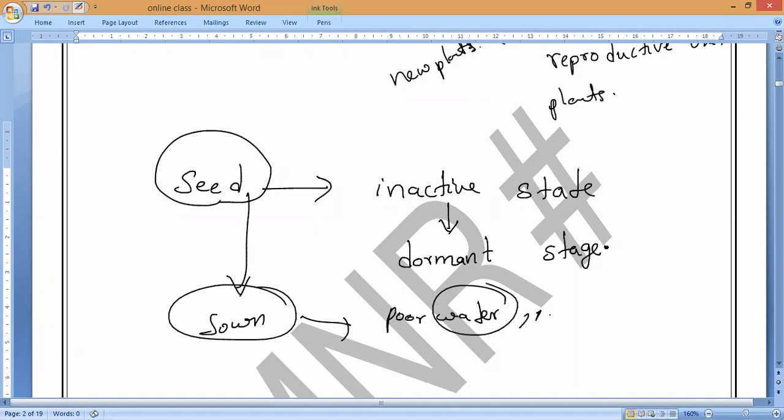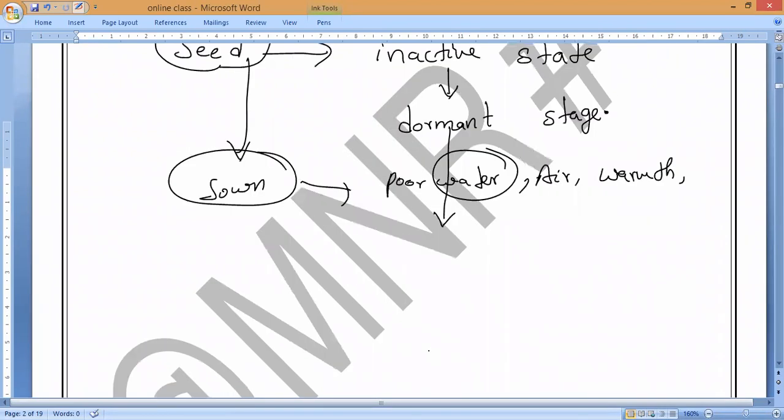So water it needs, proper ventilation, air it needs, as well as warmth, meaning proper temperature also it needs. Then this dormant stage will turn into what stage, guys? It will turn into the germination stage. That is what we used to call the stage where a new plant will start.